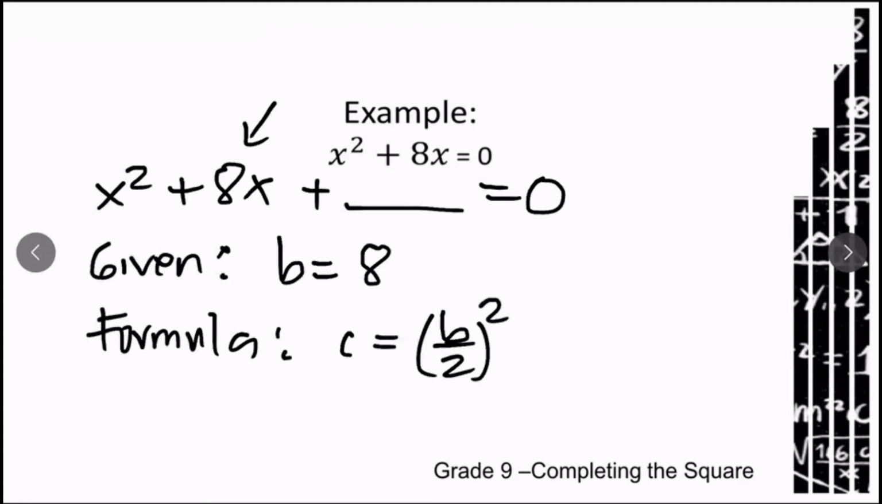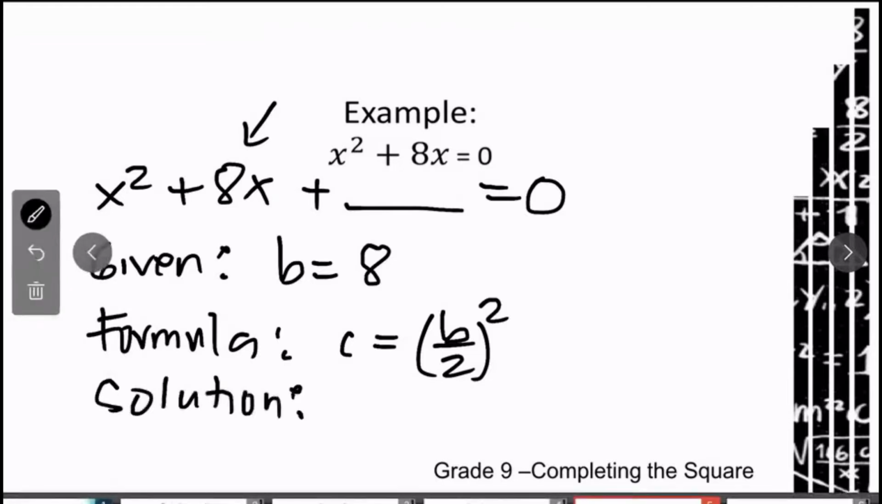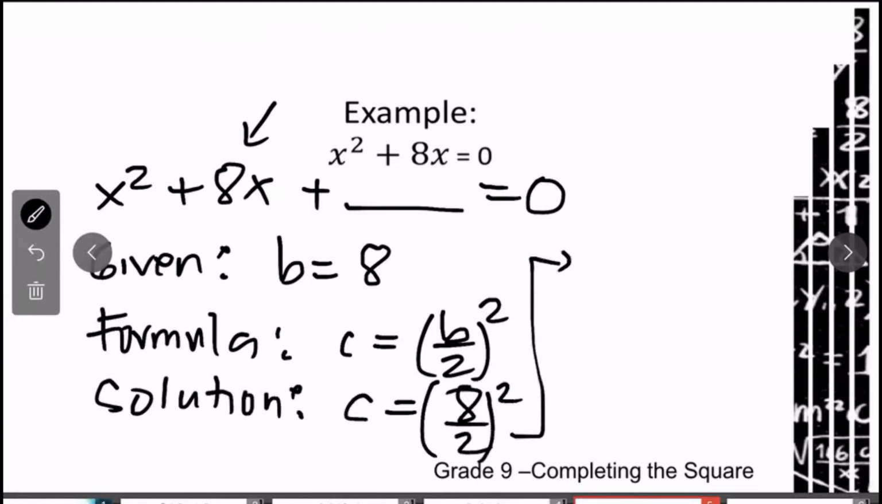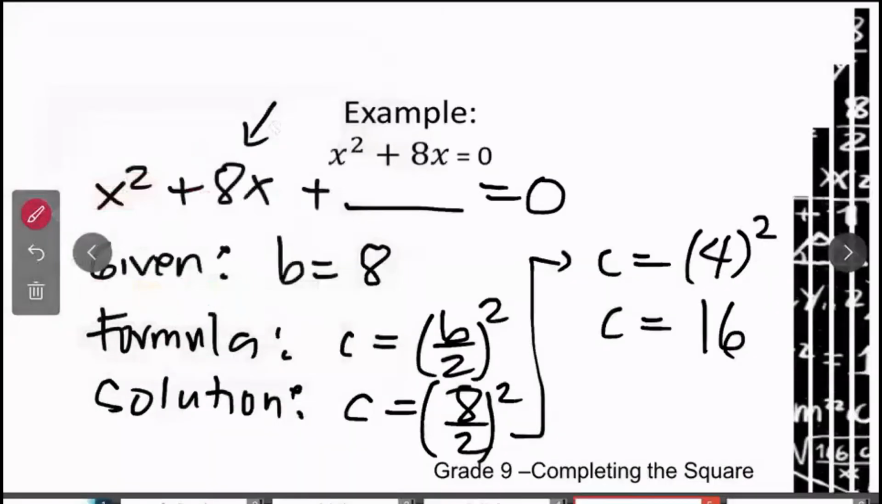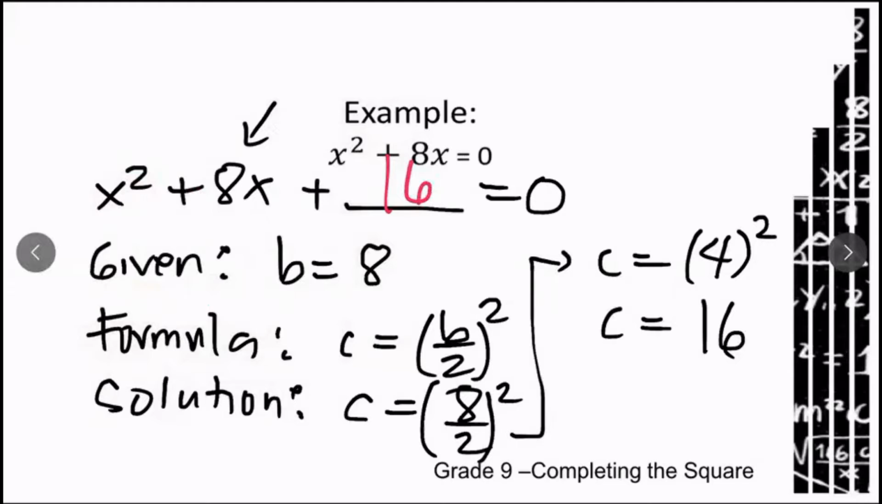Therefore, let us solve the third term by substituting the value of B into our expression. Substituting, C is equivalent to 8 over 2 squared. C is equivalent to 8 over 2, which is 4, squared, or simply 4 times 4, or 4 squared, which is 16. Therefore, for our third term, we have 16 as the value in the blank.